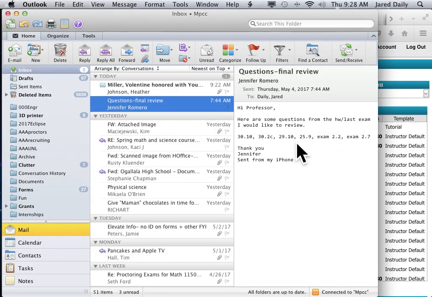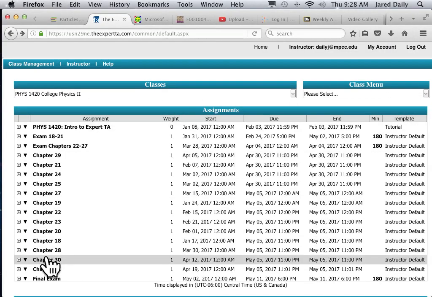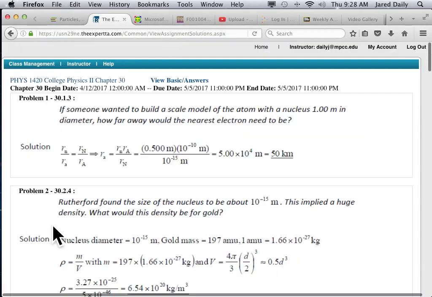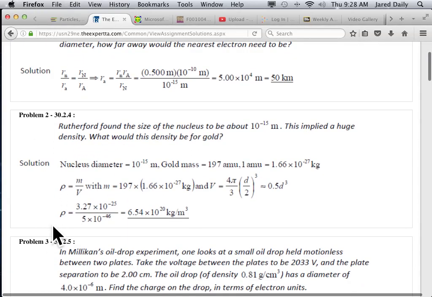Okay, 29.10 we did, so 30.2 C. Rutherford, right? Remember Rutherford fired the alpha particles at the gold foil, and he found the size of the nucleus in that experiment to be about 10 to the minus 15 meters, 10 femtometers. And this implied that there's a huge density inside the nucleus. And to find that density, we need to calculate the volume of the nucleus using that size.